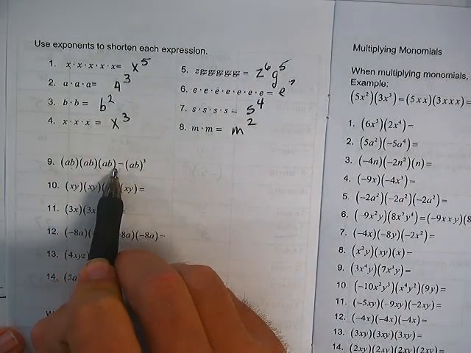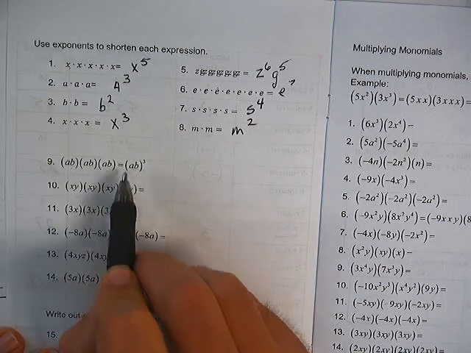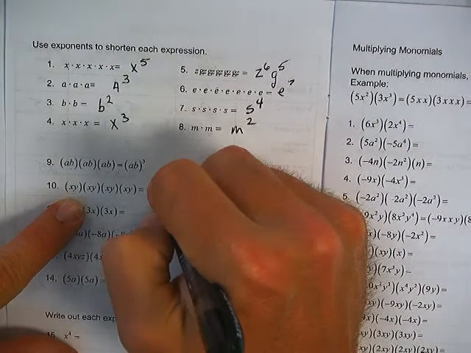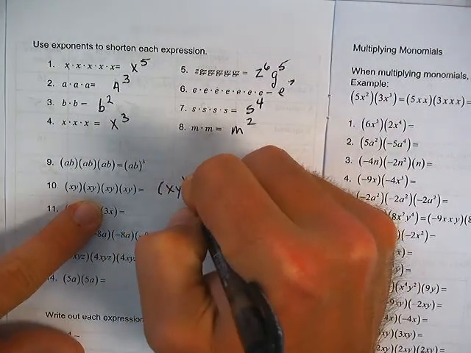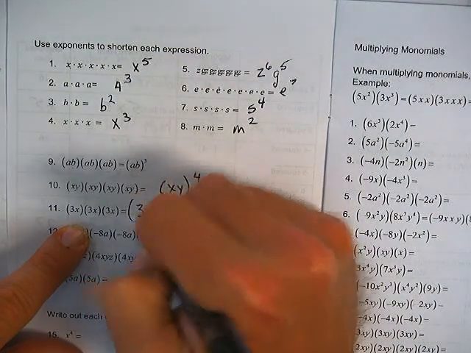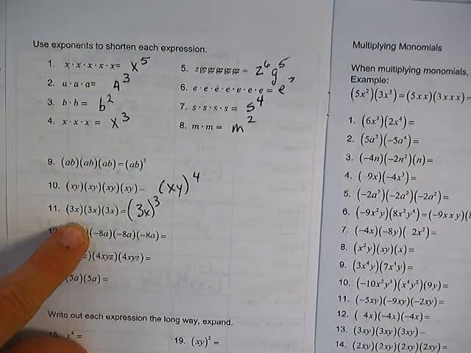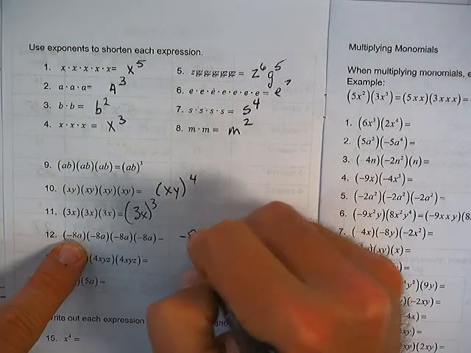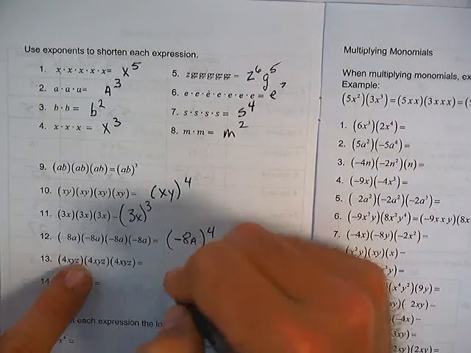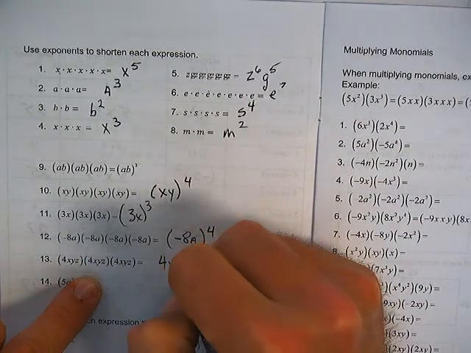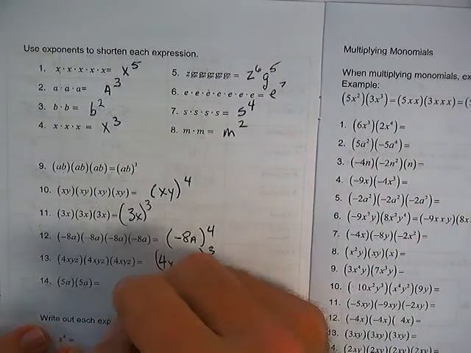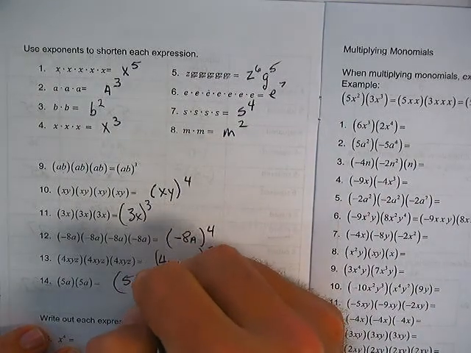Now, look at 9. How many ABs do we have? 3. So that AB in the whole thing is raised to the 3rd power. Here, how many XYs do we have? 4. 3x to the 3rd. Negative 8a, put it in parentheses, to the 4th power. 4, x, y, z to the 1, 2, 3. And then 5a, parentheses, squared.